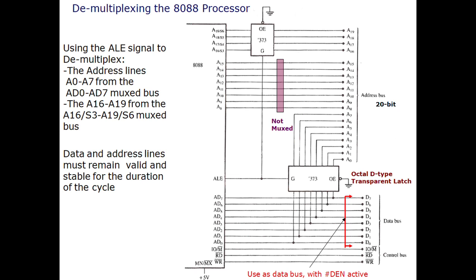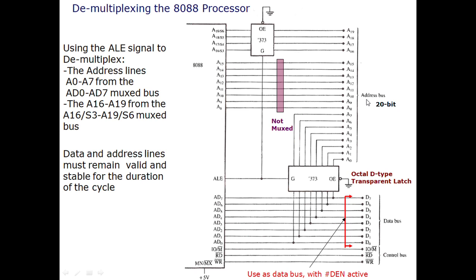and control bus. So there are some control signals which are required to demultiplex multiplex buses. So if you remember, in 8088 microprocessor, the last four address pins A16 till A19 are multiplexed with status signal S3 till S6. So these pins should be demultiplexed. Their functions should be demultiplexed.